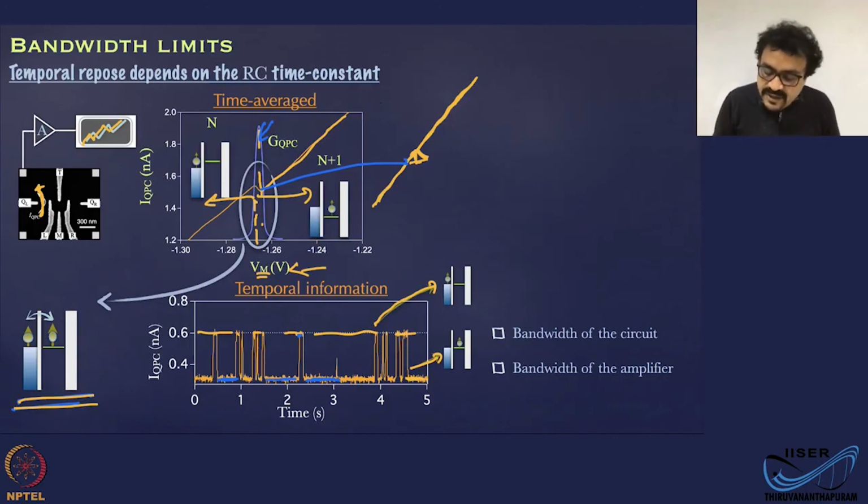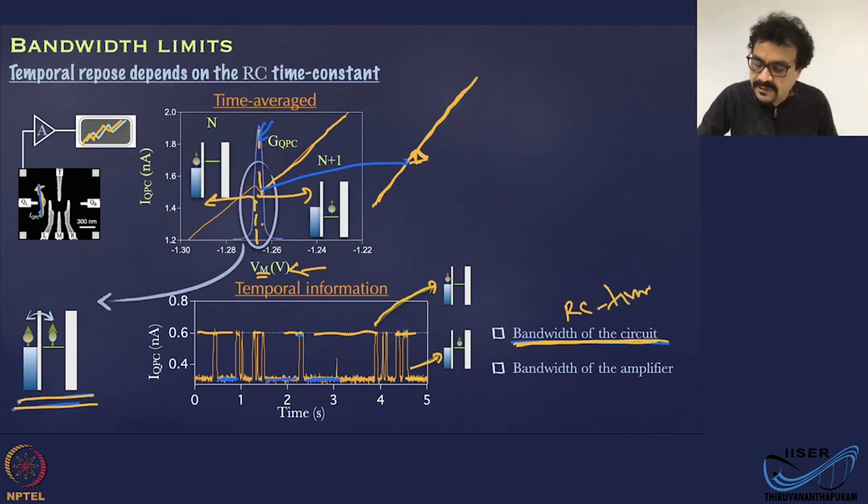Now, the question is, what is the limitation here? The limitation is the measurement circuit. You have the quantum point contact, which is a high impedance device. Then you have a lot of wiring of this measuring equipment, which will add some capacitance. This impedance plus the capacitance of the circuit is going to give you the bandwidth of the measurement circuit. Mostly it is the RC time constant of the circuit.